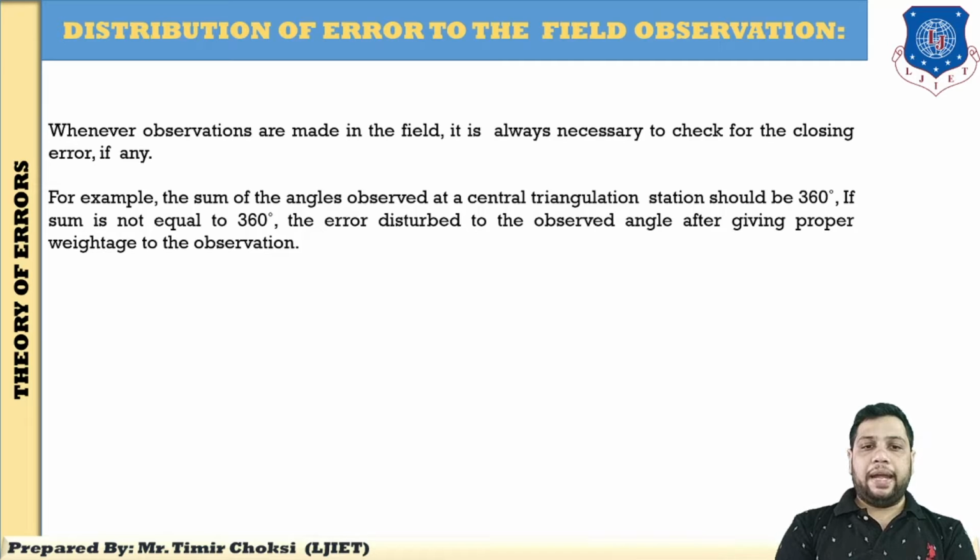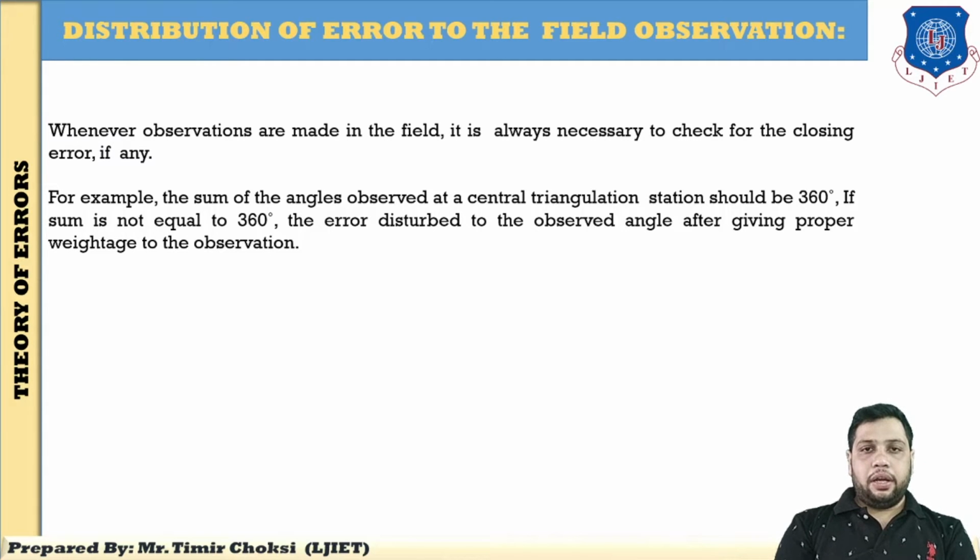The sum of the angles observed at a central triangulation station should be 360 degrees. You know that. If the sum is not equal to 360 degrees, an error is produced in the triangulation. So the error is distributed to the observed angles after giving the proper weightage to the observations.